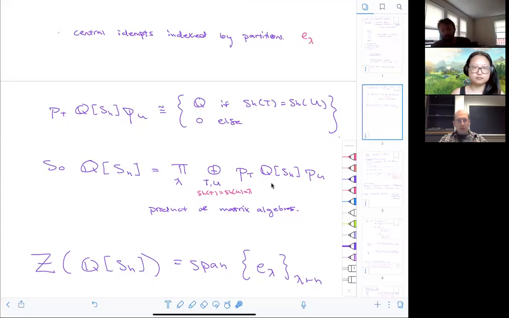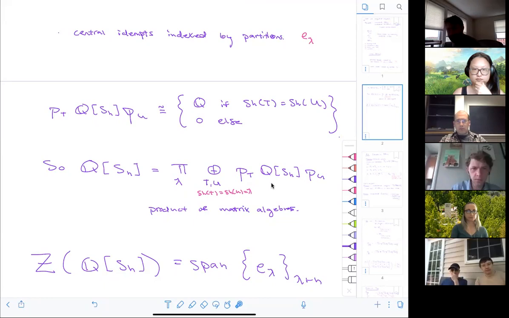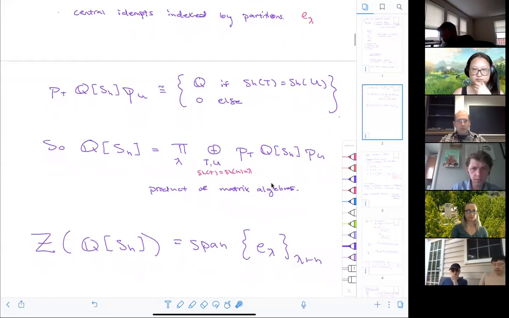Just to record here, if we were interested in the center of the symmetric group algebra, this gives us one approach. The center of a matrix algebra is just one-dimensional, generated by the scalar matrices. Sorry for being too elementary here, but the center of a product of matrix algebras is one-dimensional for each block. So the center of the symmetric group algebra is free with the basis of central idempotents.